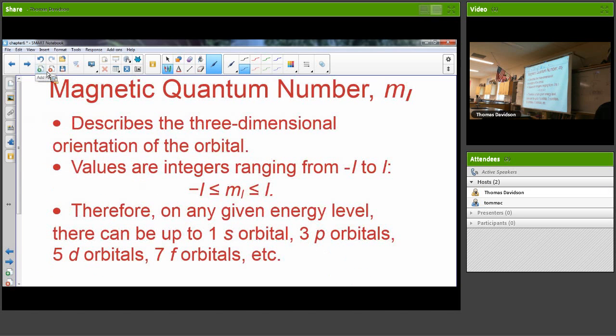The next quantum number is called the magnetic quantum number, or ML. This describes the three-dimensional orientation of the orbital. Like, is it up, down? Is it left, right? Is it in, out? Is it north, south, east, west, whatever? The values that are acceptable for ML are negative L to positive L. Therefore, on any given energy level, there can be up to 1s, 3p, 5d, 7f orbitals, etc. Now, I don't expect that to make sense, but I think it will here in a second.